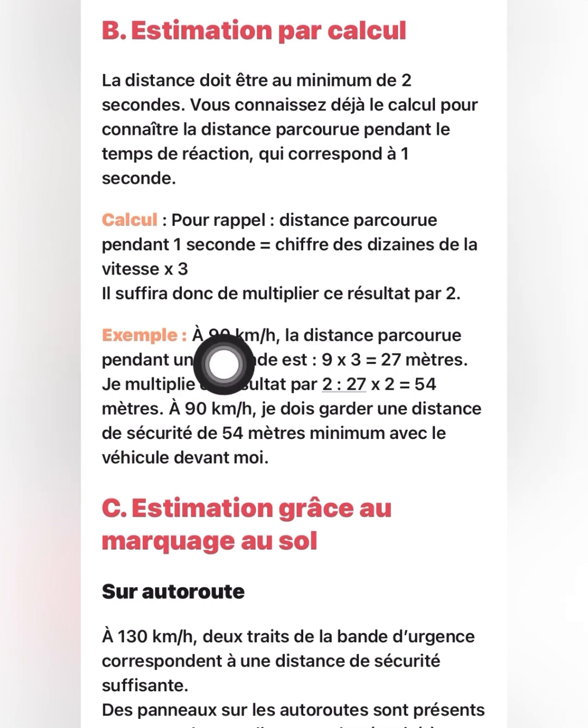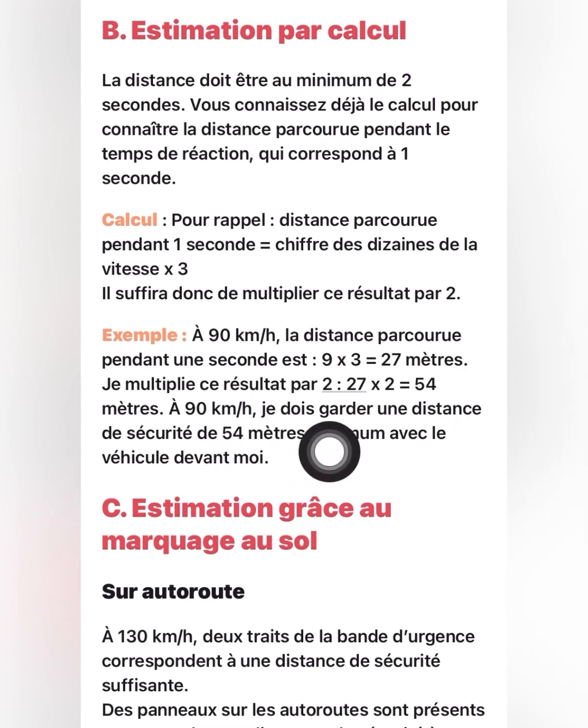For example, they said a vehicle is going at 90 km per hour. So what is the distance covered? That's during 1 second. The distance that the driver is running in 1 second is what we are going to calculate. That is this 9 multiplied by 3, which gives us 27 meters. Then how can we now calculate the distance security? The distance security is going to be 27 times 2, which is 54 meters.